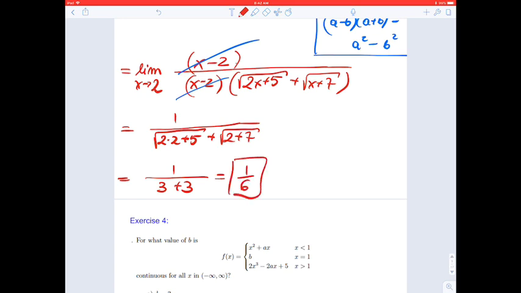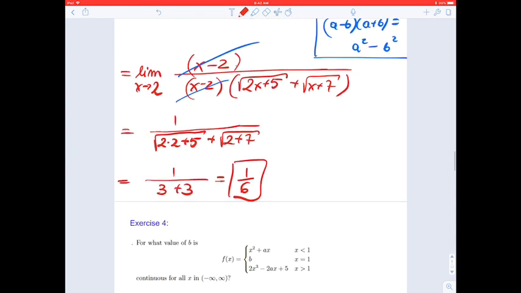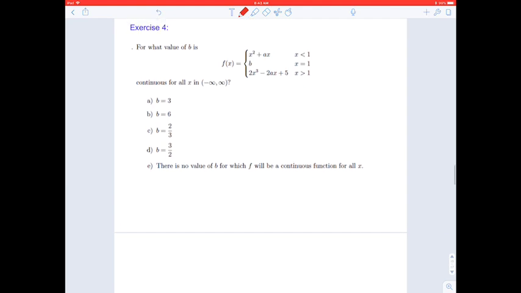That means this is the limit of the function at 2 as x approaches 2. That means this is 1 over 6, and this will become a value of k because that's the value of the function. Okay. So we can see, please remember 0 is not a good choice in this case. Okay. Exercise number 4. For what value of b is this function continuous everywhere?